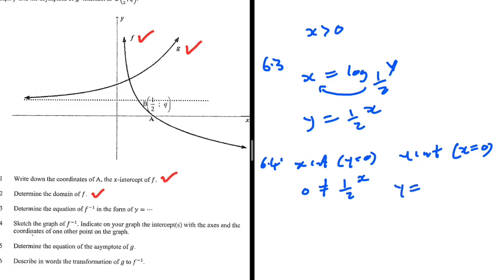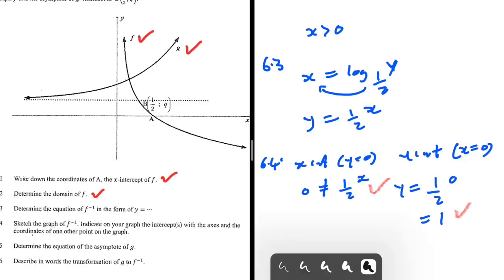For the y-intercept, we're supposed to let x be equal to 0, not let y be equal to 0. So any number to the power 0 is 1. Okay, now we're good to go. That is a terrible mistake there. I just realized it. And that's 6.4. We have the x-intercept, we have the y-intercept. We need one other point.